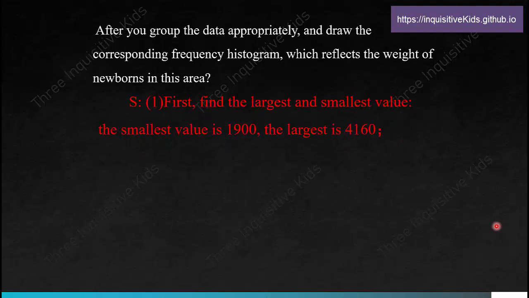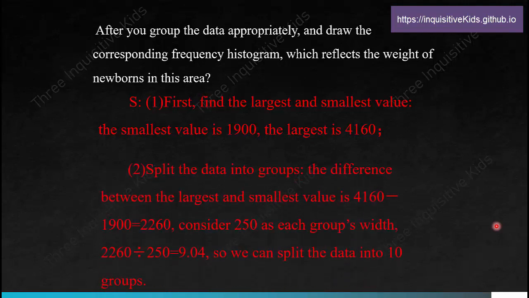So first, we find the largest and smallest value. The smallest value is 1,900 grams and the largest is 4,160 grams. And as I talk through this, I want you to do it with me. Then, we split the data into groups. The difference between the largest and smallest value is 4,160 minus 1,900, which is equal to 2,260. And we can consider 250 as each group's width.